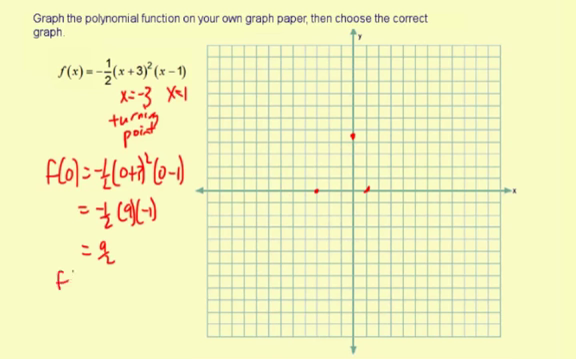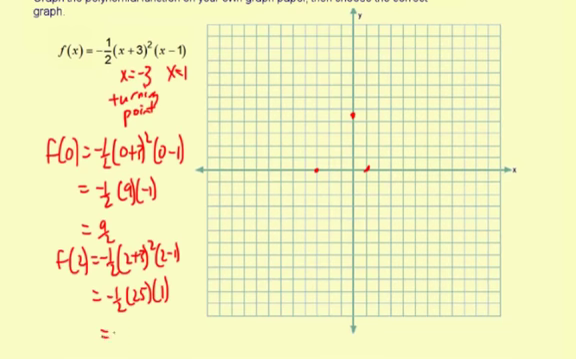I'm going to input 2. Negative 1/2 times 2 plus 3 squared, then times 2 minus 1. That equals negative 1/2. 2 plus 3 is 5, and 5 squared is 25. Then times 2 minus 1, which is 1. So this is equal to negative 25/2, and that's negative 12.5. So 2 and then negative 12.5, that's going to be right about there.